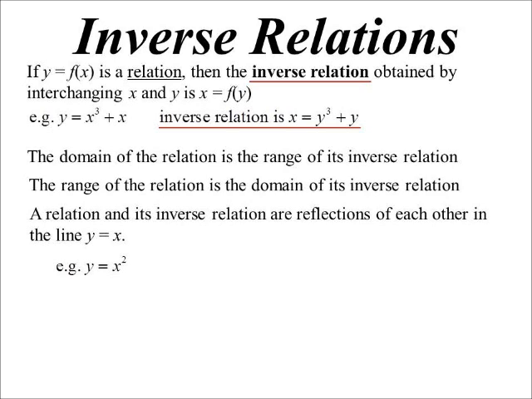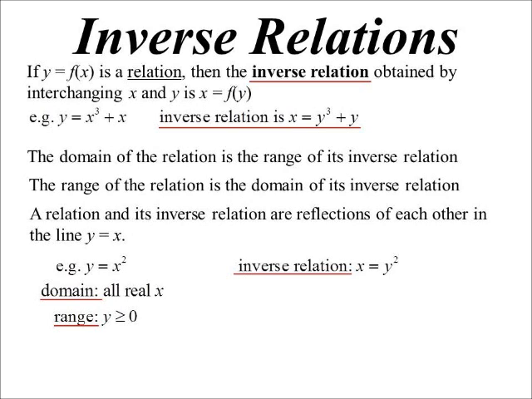So y equals x squared, its domain is all real x, its range is y is greater than or equal to 0. And you may recall x equals y squared; whilst we might not have called it the inverse relation before, we've certainly seen the graph before. x equals y squared, a parabola on its side. The domain would be x is greater than or equal to 0, the range would be all real y. So we can see the domain and the range basically have swapped.